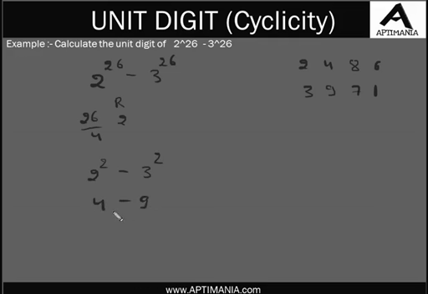Now here it is coming in negative. 4 is less than 9. So 4 minus 9, the answer would be minus 5. So in such cases, what we need to do is, we simply need to replace this 4 by 14. Or you can say that you simply add 10 to this number. So 4 plus 10 is 14. Now 14 minus 9 is 5. So the unit digit of this number would be 5.